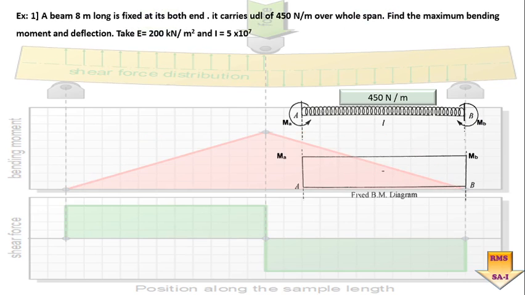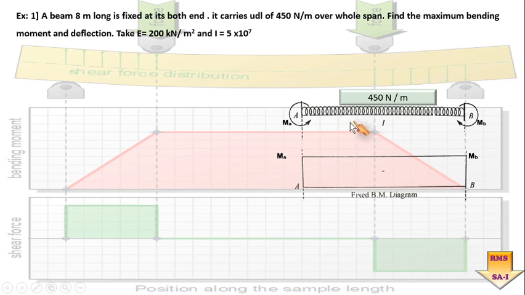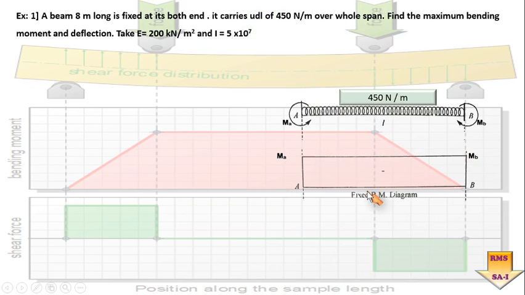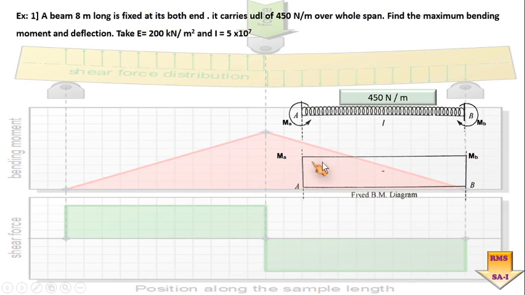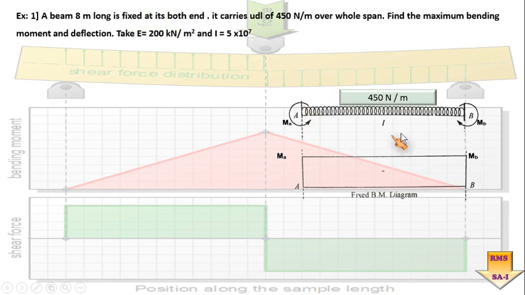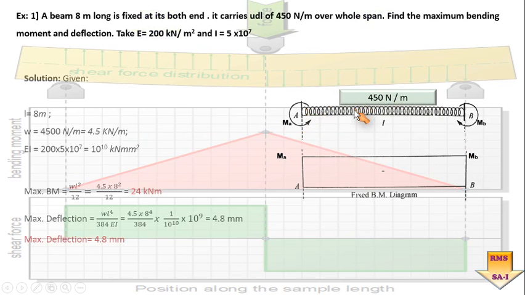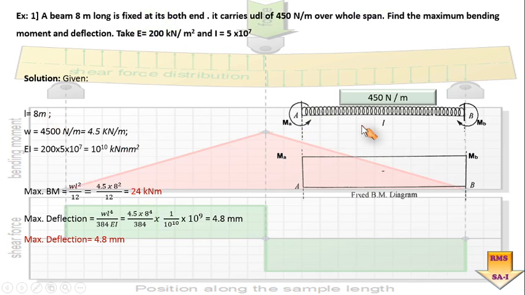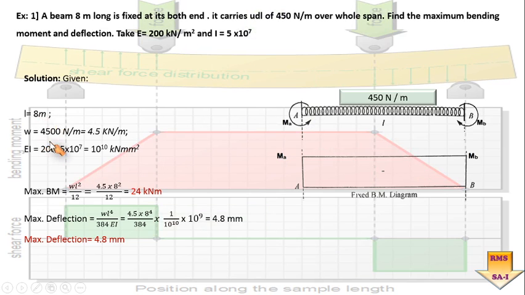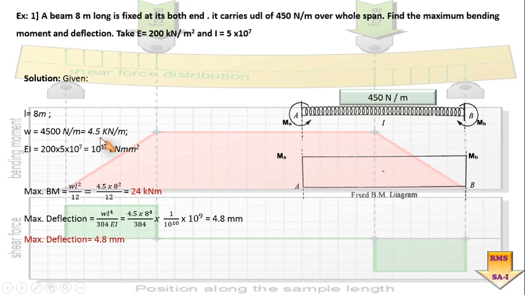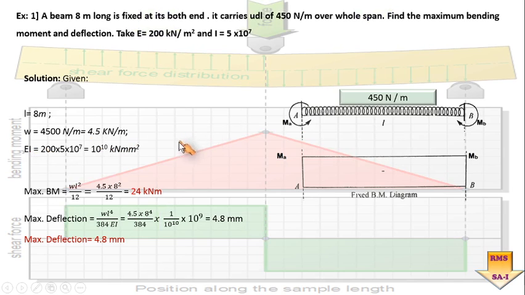So moving ahead, we know for the fixed moment we can draw the fixed moment diagram. Here we can see MA should be equal to MB due to the symmetry of loading and the properties of the beam. So in this particular problem, the length is given equal to 8 meter, W is 4500 Newton per meter, that is 4.5 kilonewton per meter, and the EI value is also given to us.